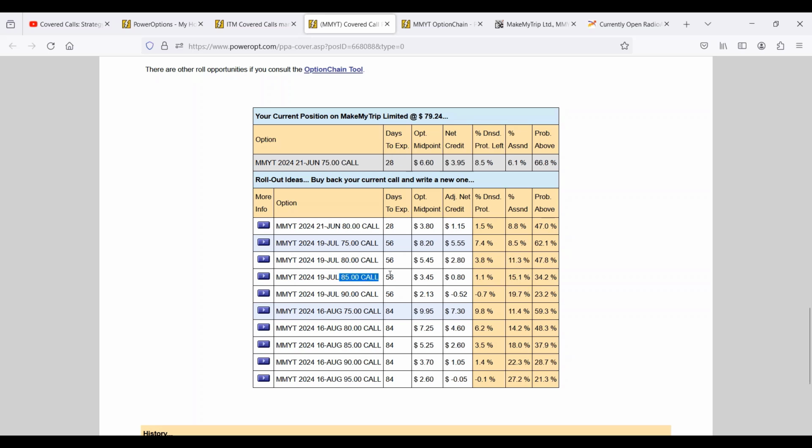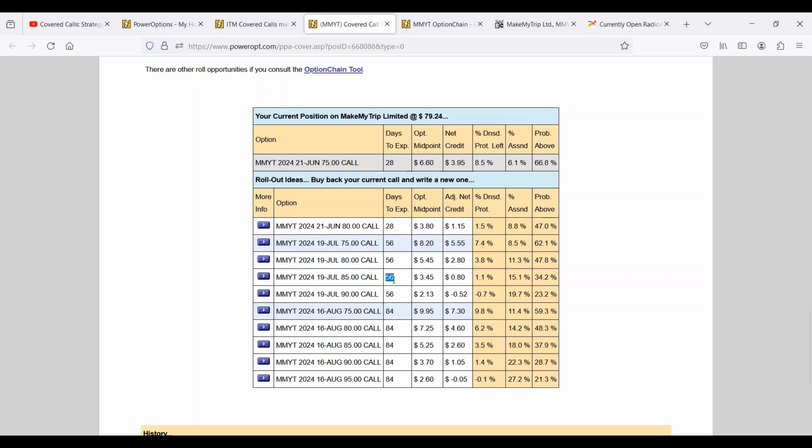If we roll to the 85 July, for a little bit more upside movement, we're only going to keep an 80-cent net credit because we're only going to take in $345. Now we only have a 1.1% downside protection, but a potential 15.1% return if we're assigned at 85, if we allow that to happen in 56 days.